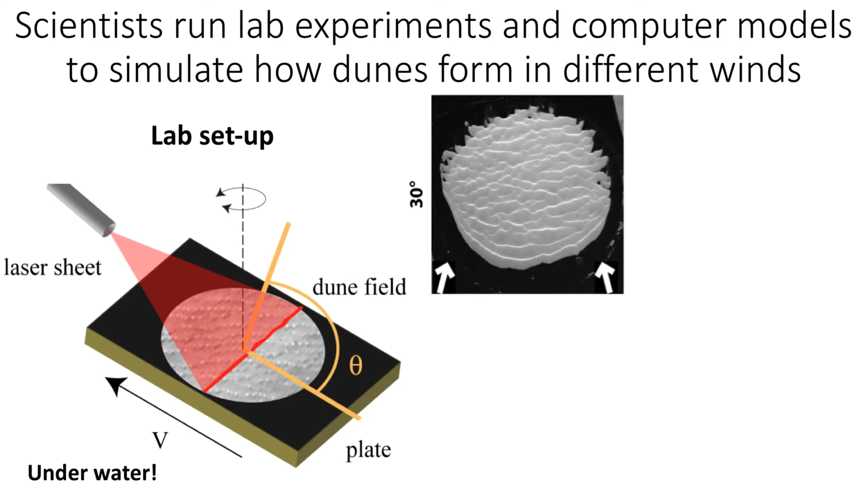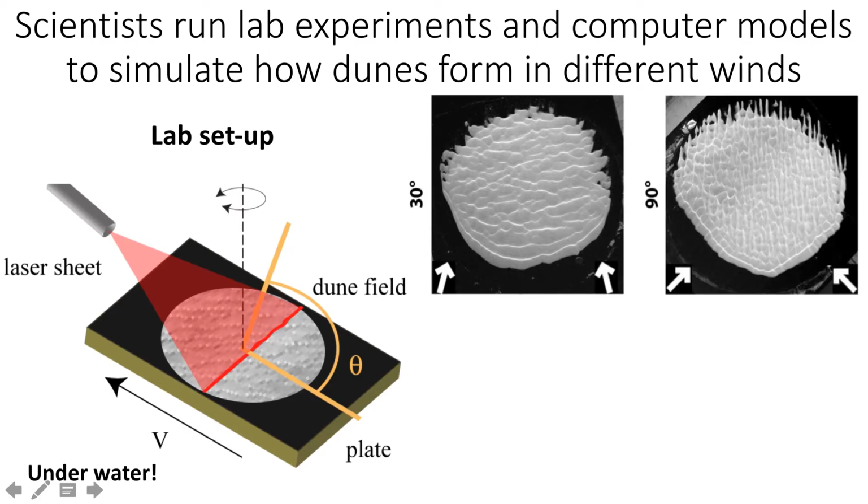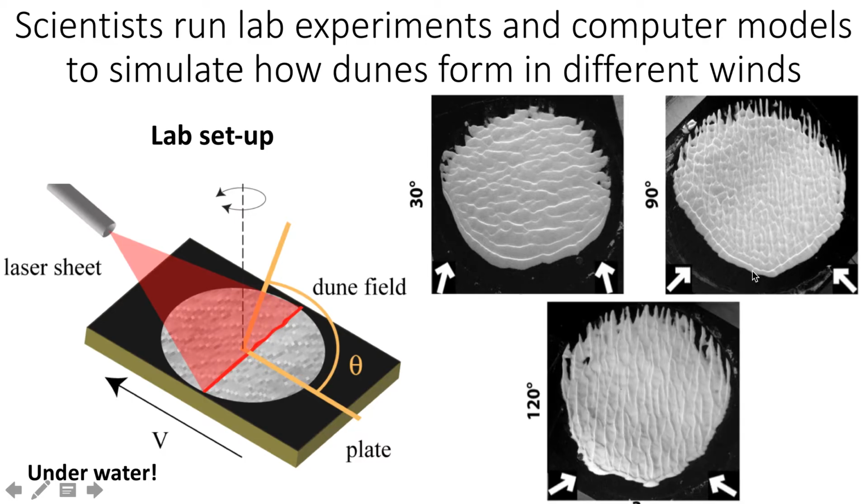So if we have a 30-degree separation between the two wind directions and we have equal amounts of wind from each direction, then we get something like this, which looks very like transverse dunes. However, if we then change the angle between the winds to 90 degrees, well, then we get this kind of mixture. Sometimes it looks transverse, sometimes it looks more longitudinal. And then finally, if we have winds separated by 120 degrees, we now have dunes in this particular case that look like they are longitudinal.